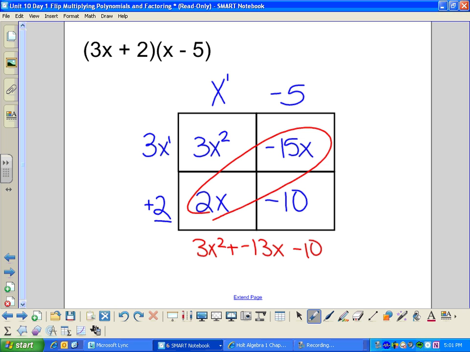Here I've got a positive and a negative, and so I've got a negative in this spot. I want you to recognize that knowing what is in this particular spot will help me figure out whether I've got a negative and a positive, or a positive and a positive, or a negative and a negative. And we're going to use that soon.